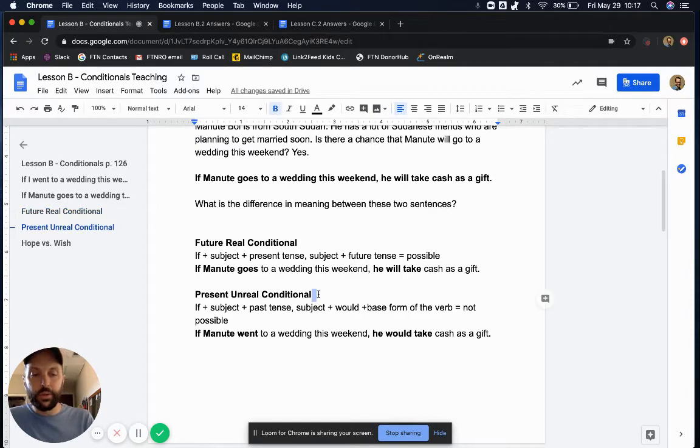Okay? And again, let me put that here too. This is impossible. That's an easier way to remember this, probably for you. Possible versus impossible. The second example is impossible. And this is where we use if plus the subject plus past tense, comma, plus the subject with would, and then the base form of the verb. Okay. So here we have if Manute went to a wedding this weekend, he would take cash as a gift.